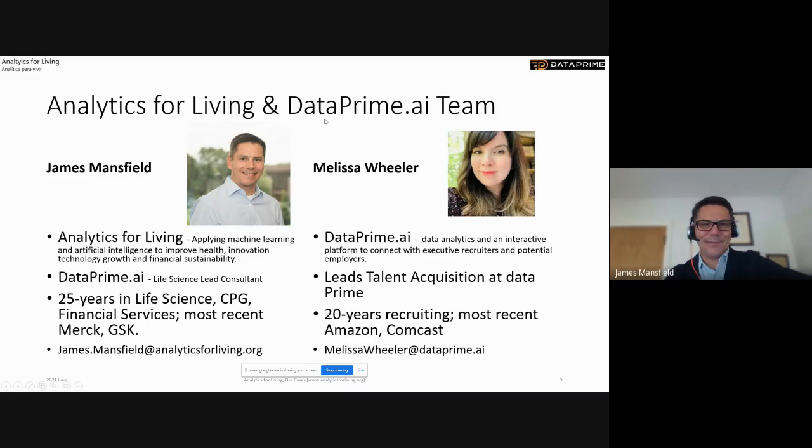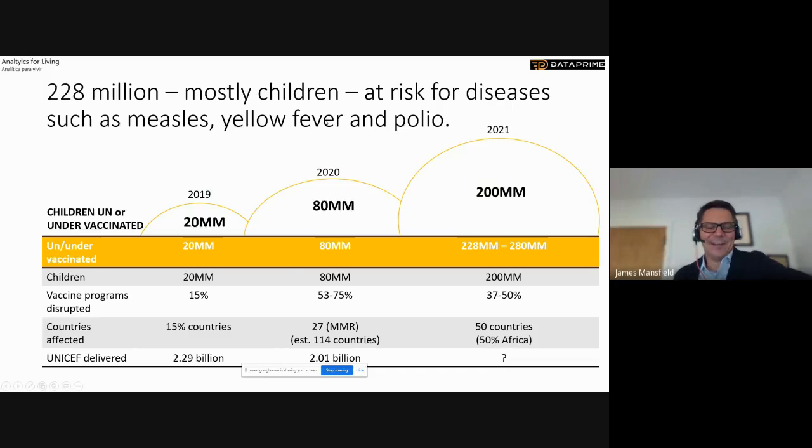Perfect. So let's jump into the topic then. I'll start off with a big number at the top: 228 million. What does that mean? 228 million is the number of vaccines that were not distributed to individuals around the globe, and they are primarily children. Roughly 228 million are at risk for diseases such as measles, yellow fever, and polio, diseases that you wouldn't think are common. Well, now there's potentially 228 million at risk for this as well. So it's a quite significant number.